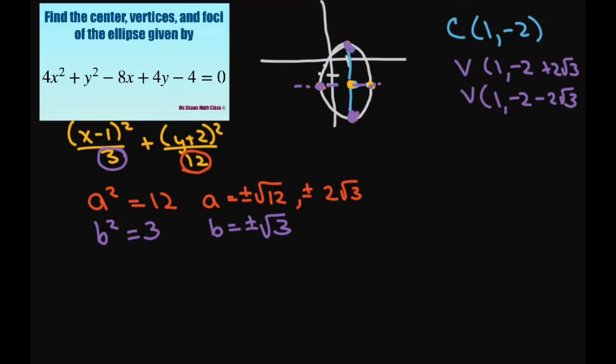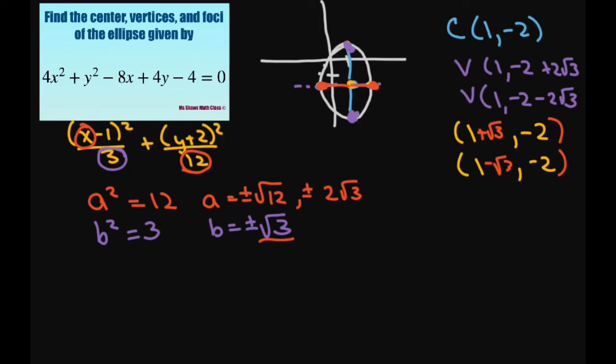Now your minor ones, you take your center. We're going to write 1 comma negative 2 twice. So it's not a center, but I'm taking my center. Now what I'm doing is I'm taking my b, which goes with the x. All right, so we're adding square root of 3 and we're subtracting square root of 3. So there's your adding it, and there's your subtracting it.